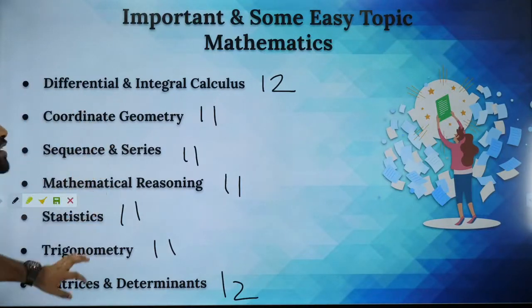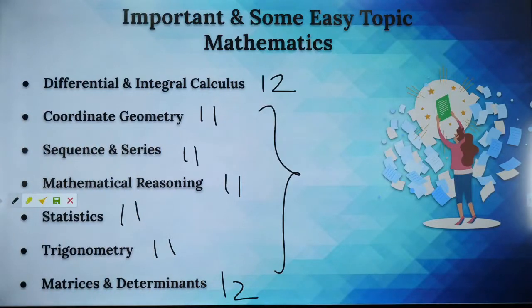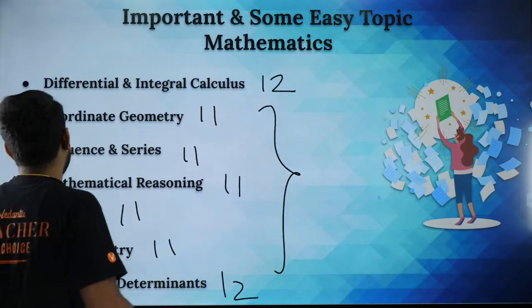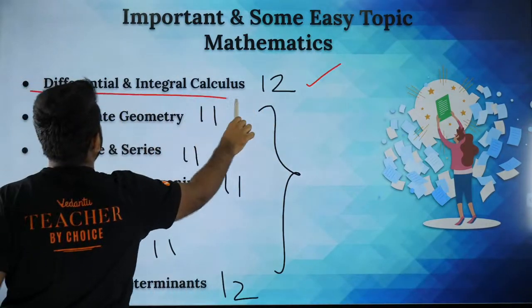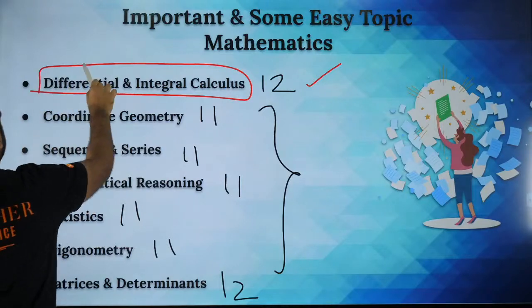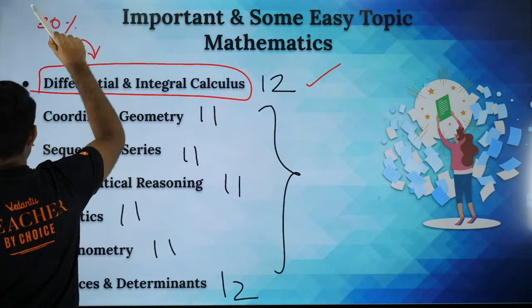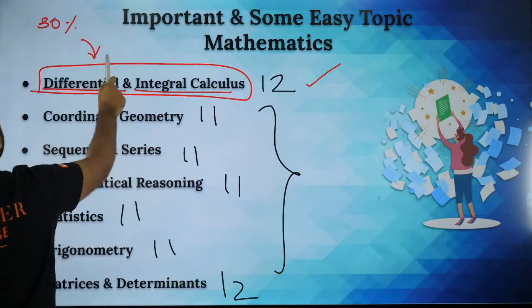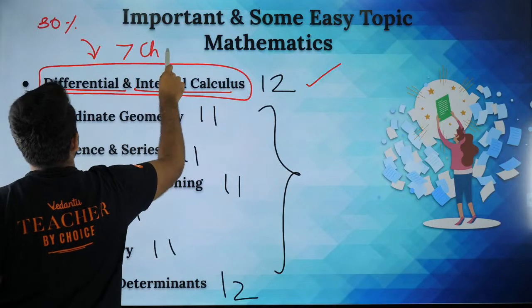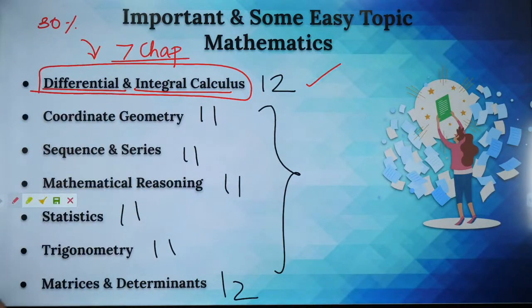So if you are 11th standard students, try to catch up on these topics very seriously when they teach you in your coaching institute or when they teach you in Vedantu. Then if you are a 12th standard student, I would say these are very, very important. This alone carries a weightage of 30%. Differential calculus and integral calculus is a set of 7 chapters together. It almost has a weightage of 30%.